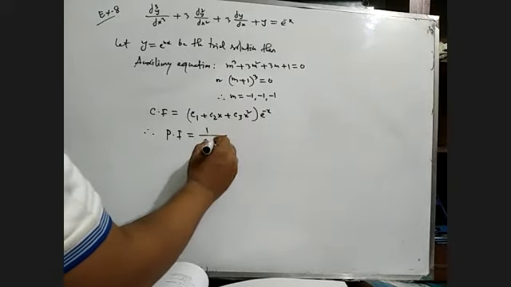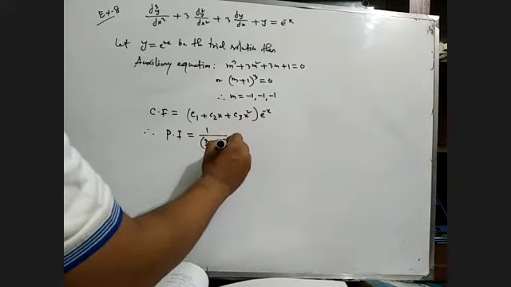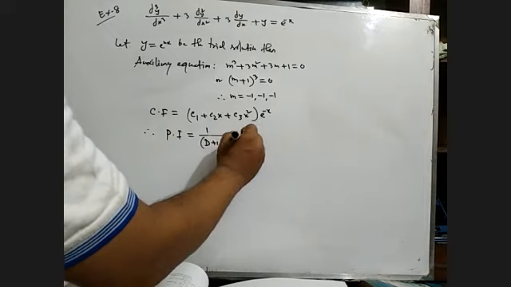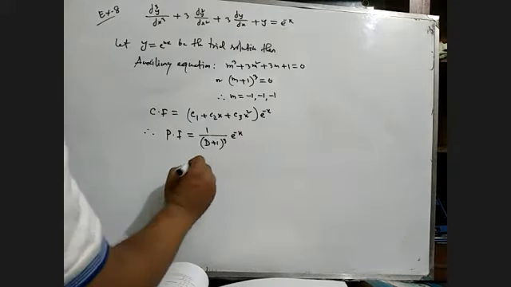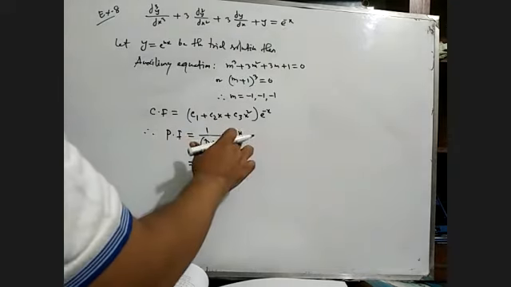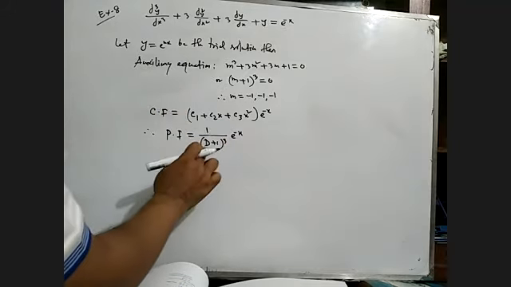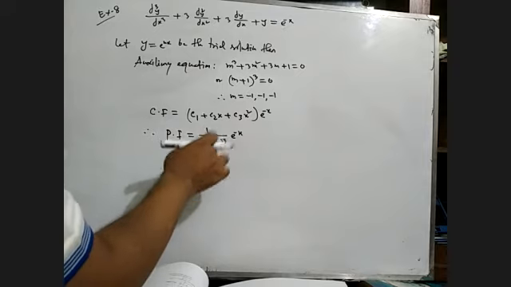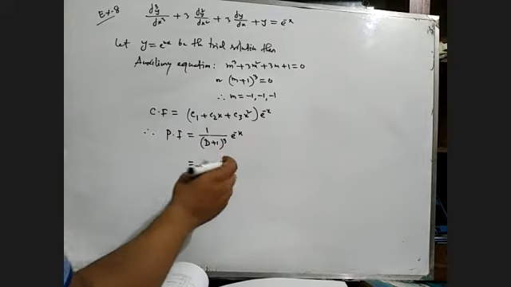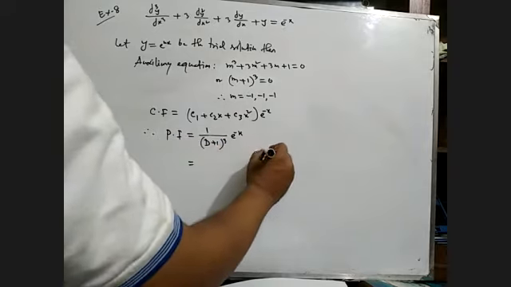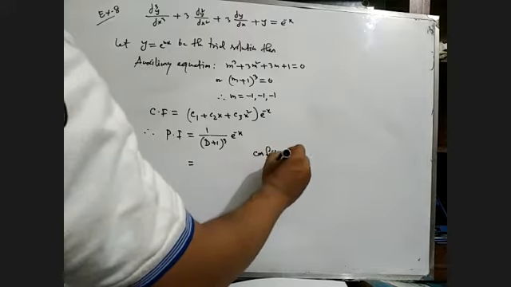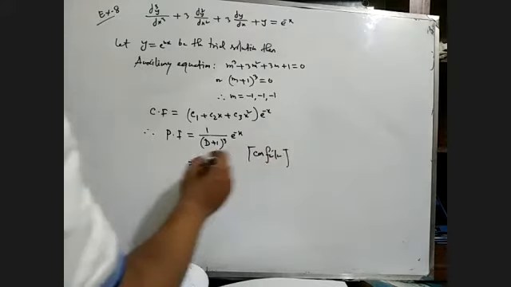That means (D+1) whole cube. Okay? e to the power minus x. Here, what is the coefficient of x in the exponential function? The coefficient of x is -1. If we put capital D equals -1, this will be something by 0. Something by 0 means what? Case failure. Case failure. Okay?